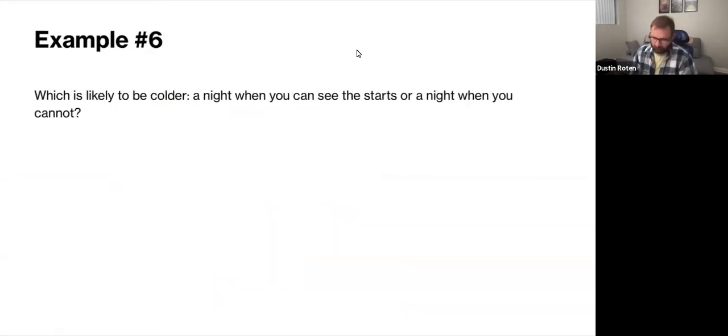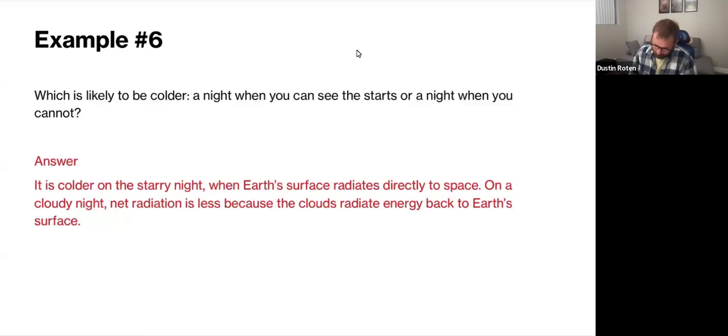All right, let's think about one more example here. Which is likely to be colder, a night when you can see the stars or a night when you cannot? So clouds or no clouds. It turns out it's probably colder on the starry night, so no clouds. That's because when there are no clouds, the Earth's surface radiates directly to space, and then you get colder, essentially.